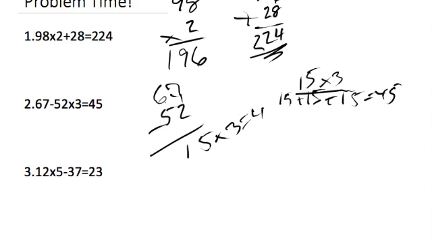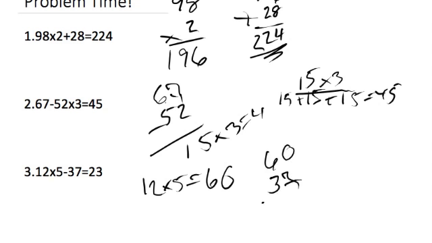So, number 3, 12 times 5. If you know your math facts, you know this. It equals 60 minus 37. So 60 minus 37 equals, let's do it. So 0 is too small, so we have to regroup. Make this 0 a 10. 10 minus 7 equals 3. 5 minus 3 equals 2. And that's it. 23 as our answer.